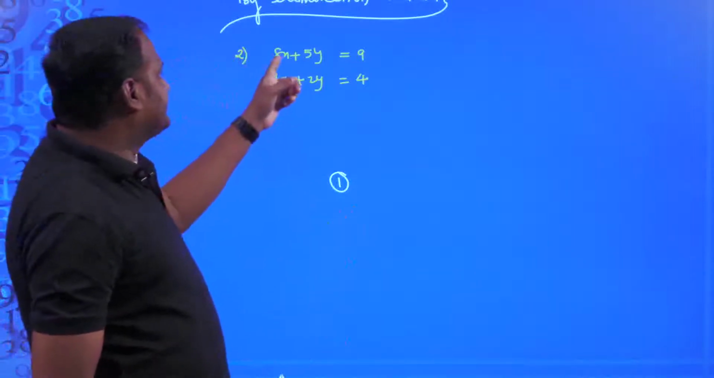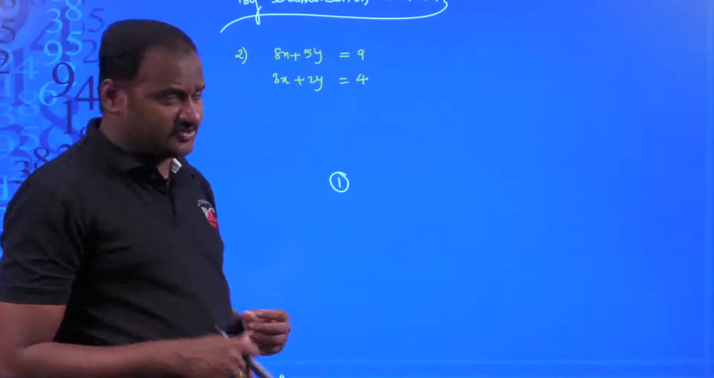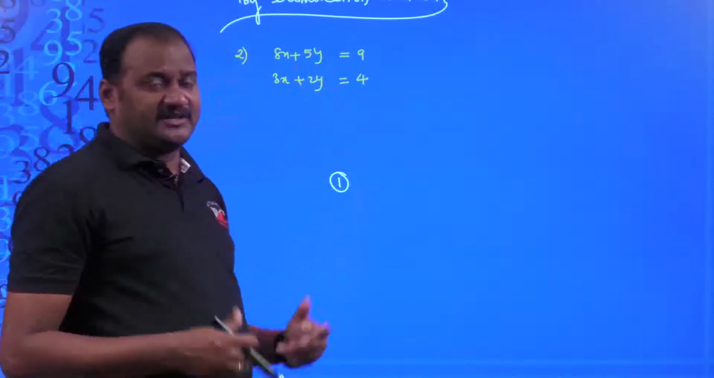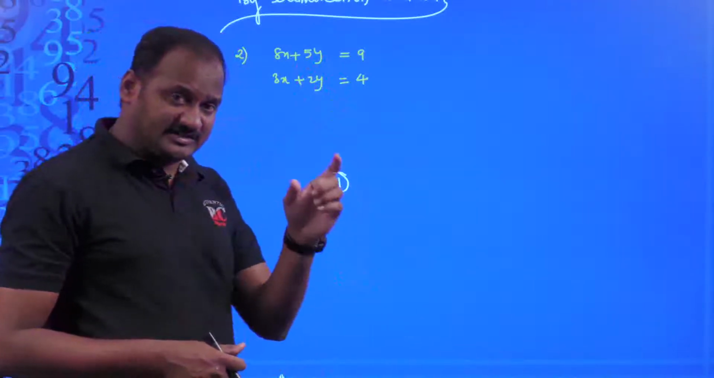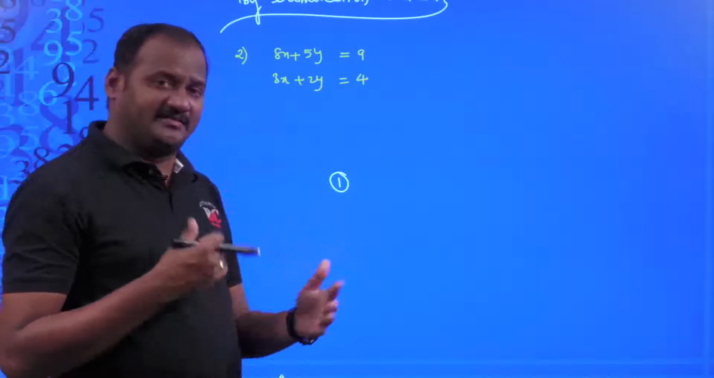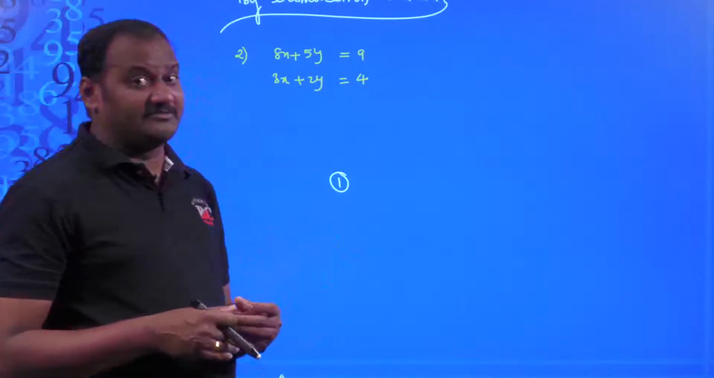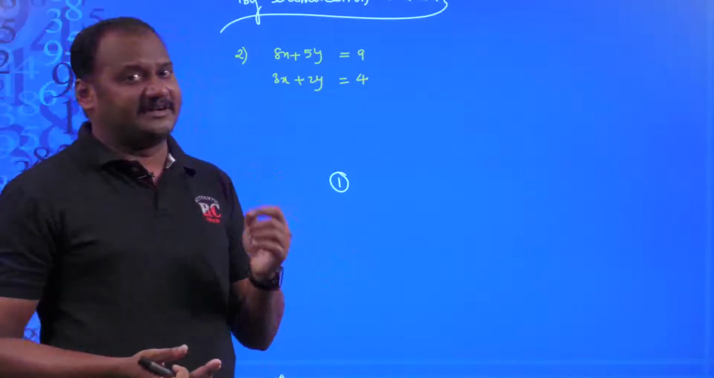See, this is 8x and this is 3x. Obviously, they are not the same in magnitude. Coming to 5y and 2y, they are also not the same. If the terms are not the same, then what has to be done? If the terms are the same, then only we can eliminate either by adding or by subtracting. If the terms are not the same, then we will have to make the terms equal. That is our primary task.